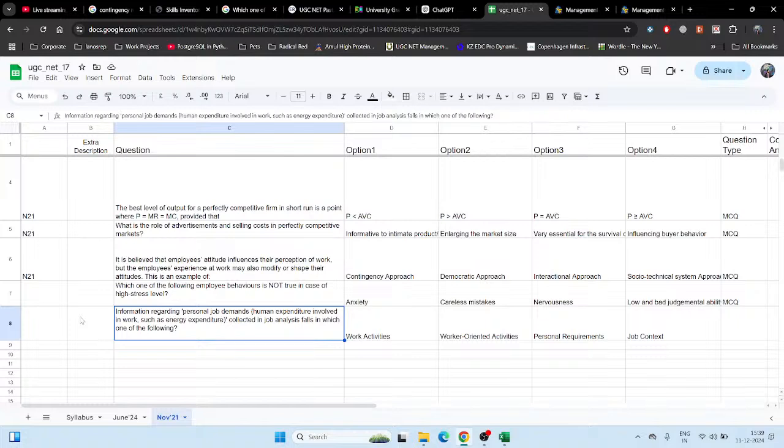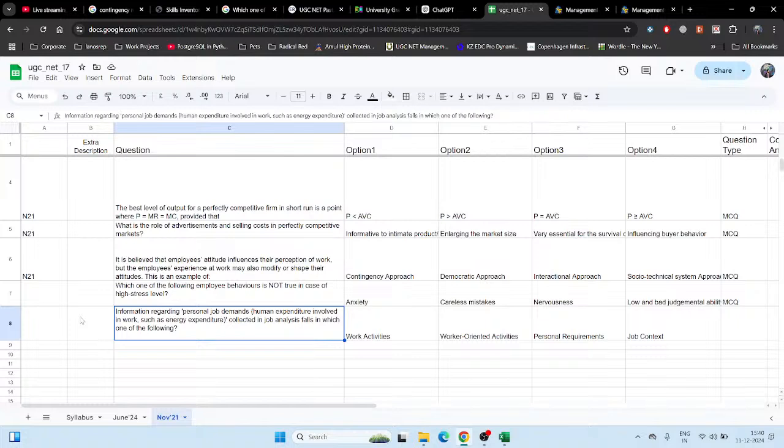Work activities doesn't seem like a valid term. Work and activities are the same. Work means the things you want to do. Activities means the activity, the action you are doing. Work also means the action that you are to perform. So work activities doesn't seem right. Information regarding personal job demands.